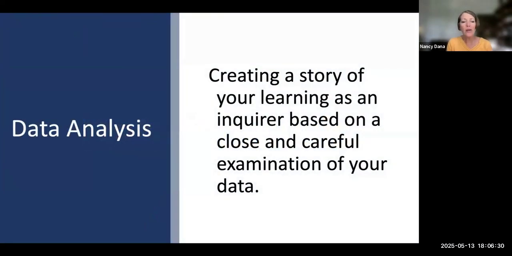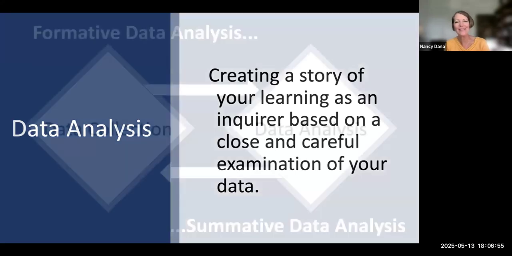So let's begin by simply defining data analysis for a teacher inquirer. While it might sound a little scary and overwhelming, all you're doing is creating a story of your learning as an inquirer based on a close and careful examination of the data that you collected.